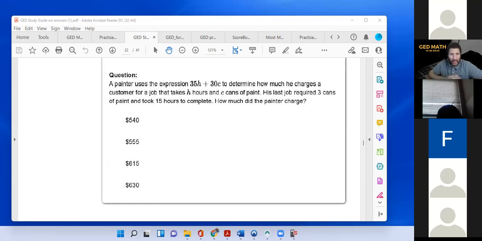Okay, I like the way you did that, Patrick. Okay, I like that, I like that. Did you use your calculator at all? Okay, good, good. I love to hear you using your calculator.